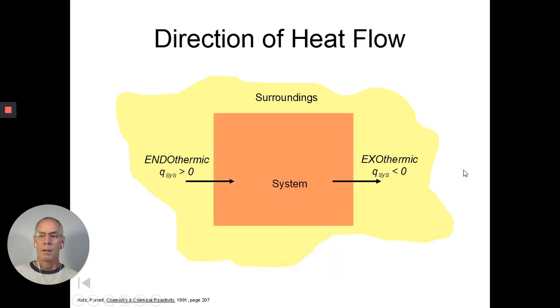And finally, we just simplify this and talk about heat going into the system as endothermic, heat leaving the system as exothermic. And the way we'll designate that, if it's going in, it'll have a positive value, and if it's going out, it will have a negative value.